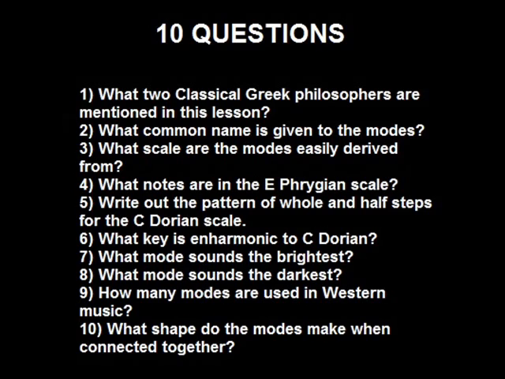Number 6. What key is enharmonic to C Dorian? Number 7. What mode sounds the brightest? Number 8. What mode sounds the darkest? Number 9. How many modes are used in Western music? And number 10. What shape do the modes make when connected together?